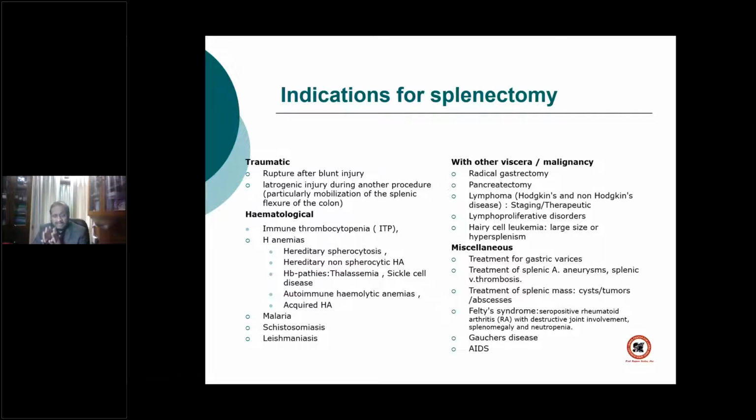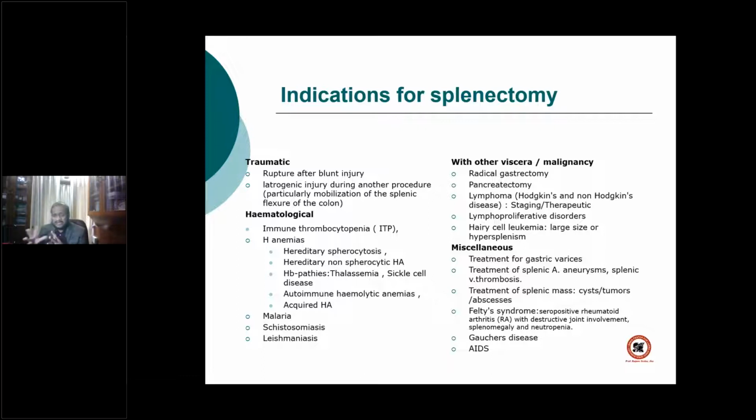Then comes the malarial causes, again grouped as hematological. Why? Because here is the RBC and the malarial antigen which is causing the havoc and leading to splenomegaly. We'll talk about that also. Schistosomiasis, leishmaniasis, these are conditions which are pretty rare in the Indian scenario, but leishmaniasis has been identified in Eastern UP. Then this is one of the group of conditions where splenectomy is required.